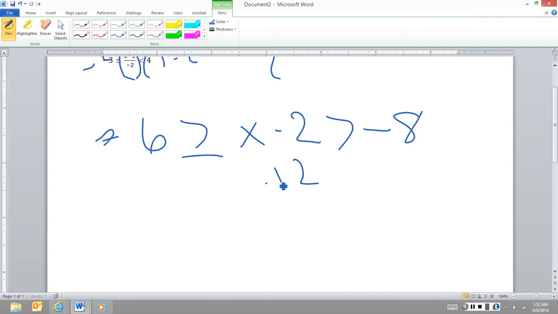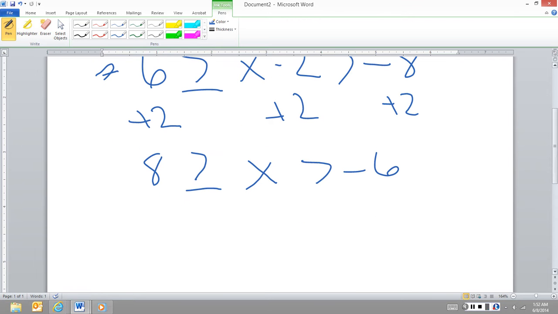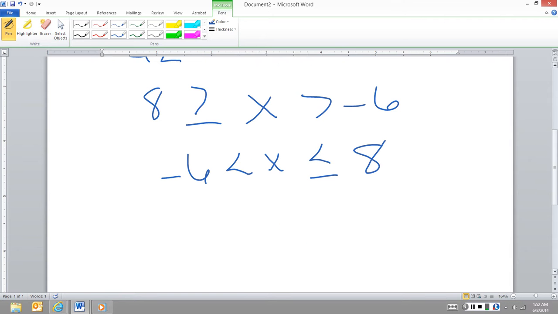And then I'm going to move this 2 by adding 2 to each side. So I have 8, x, and then here negative 6. Now I'm going to rewrite this the other way just because this is the more traditional way to see it. You obviously start at a smaller number and work up, but either answer is fine.